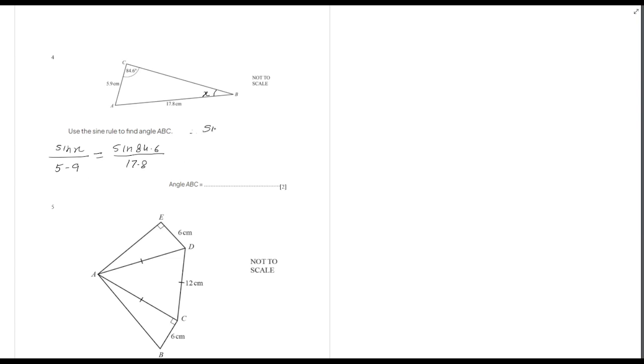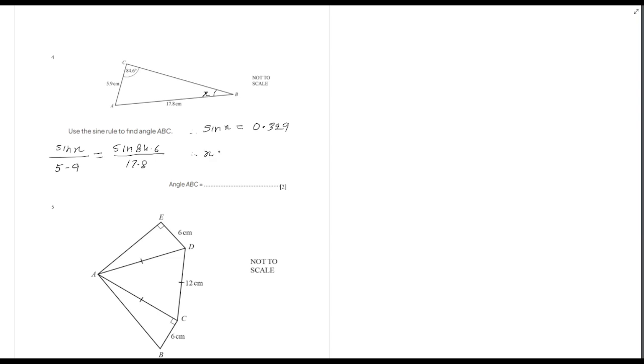Therefore your sin x will be sine of 84.6 divided by 17.8, multiplied by 5.9. So your sin x is something like 0.329.